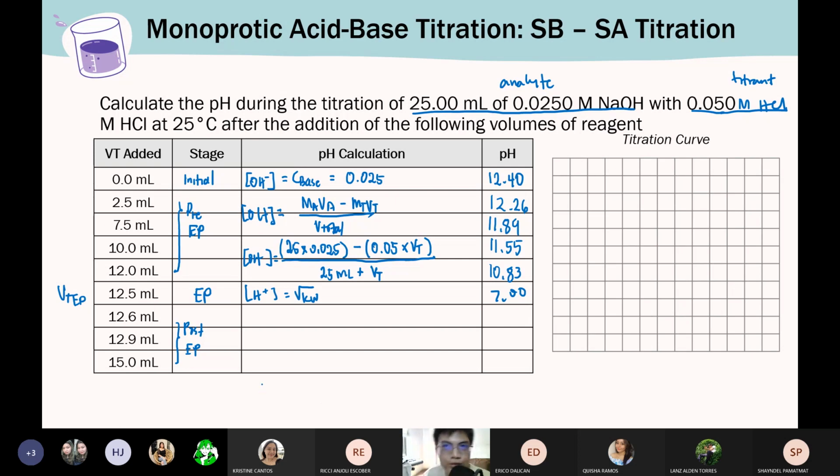And then for the post-equivalence, you have an excess amount of titrant. Okay, so the equation should be MTVT minus MAVA. Okay, so yun yung ating ganap. So excess tayo titrant, so meaning acid na yung ating nasosolve dito. So MTVT minus MAVA, okay, over V total.